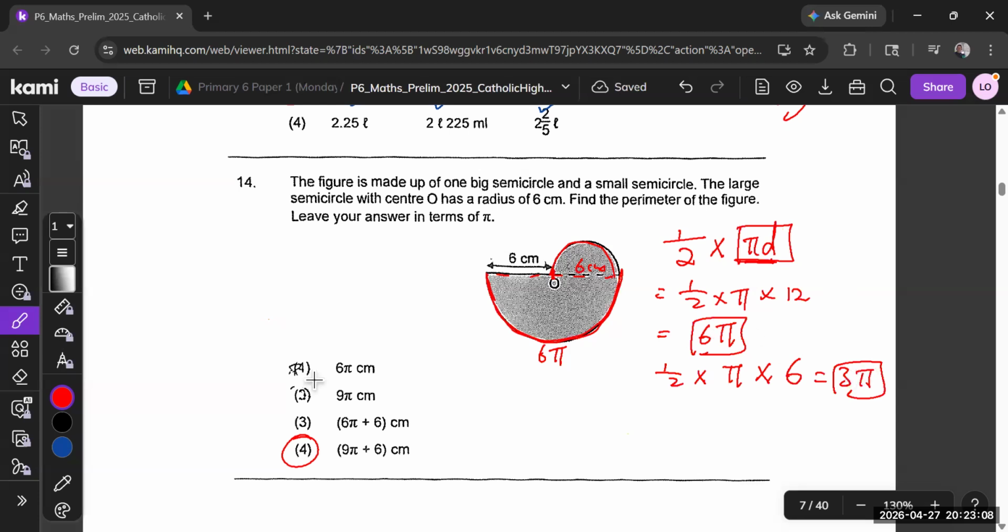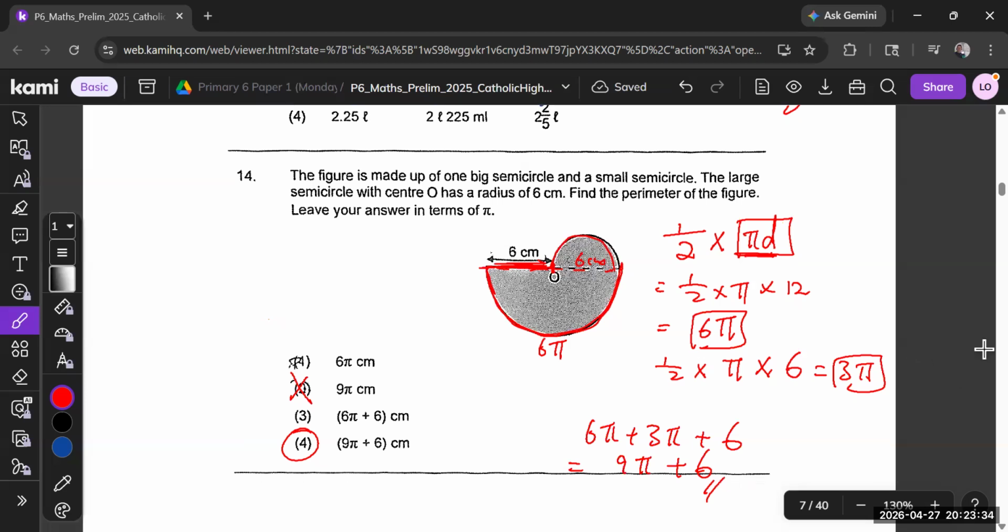And then some of you are careless. You add together, you put your answer as 9 pi, which is wrong because you need to add the straight line. So 6 pi plus 3 pi plus 6, and you will get 9 pi plus 6, which is the answer. Perimeter means you have to add the straight lines. Not just the circumference, but also the straight lines.